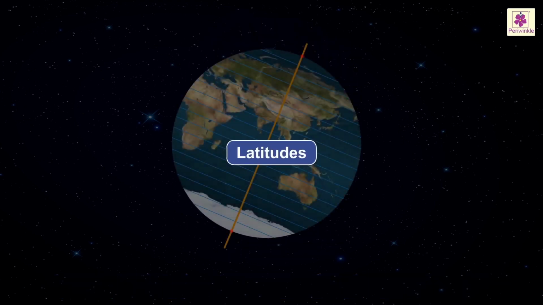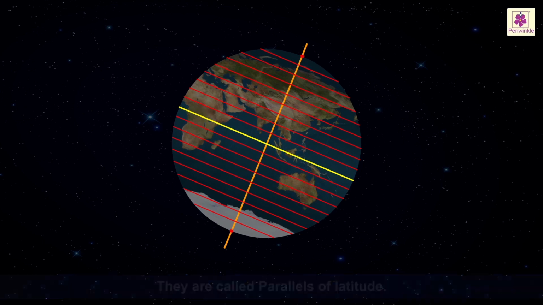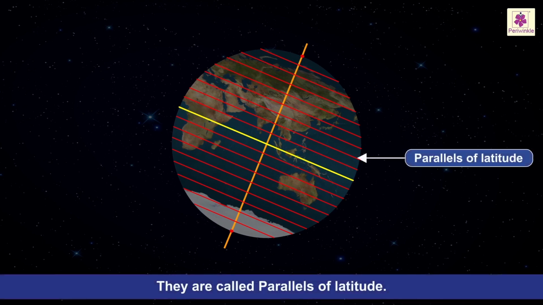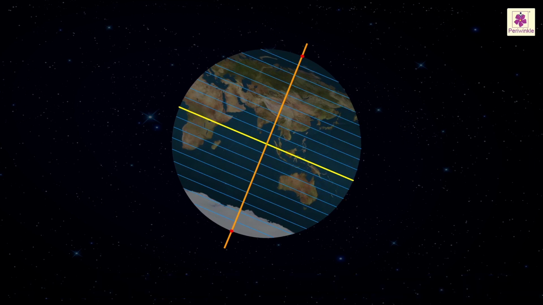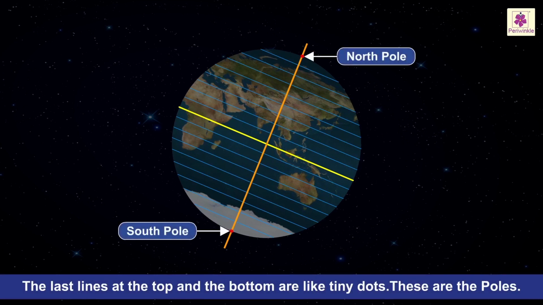Latitudes. Latitudes are lines that run parallel to the equator and to each other. They are called parallels of latitude. Their size keeps getting smaller as we go north or south of the equator. The last lines at the top and the bottom are like tiny dots. These are the poles.